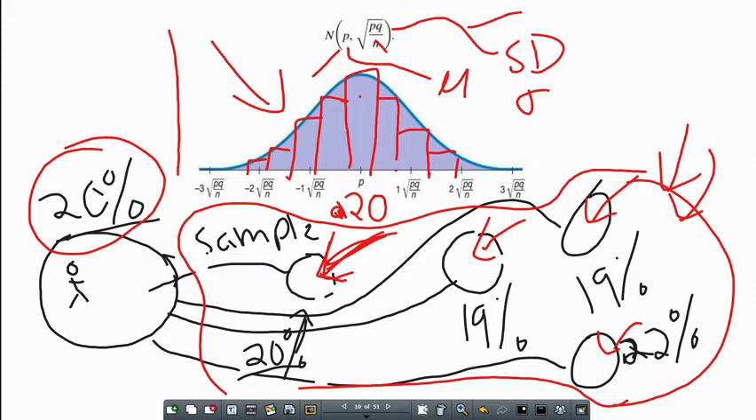So when we're looking at a problem, the first thing we're going to do every time is set up a normal curve, and we're going to identify what the mean is, and we're going to identify what the standard deviation is every time. And then we will use that normal curve to start answering some questions.